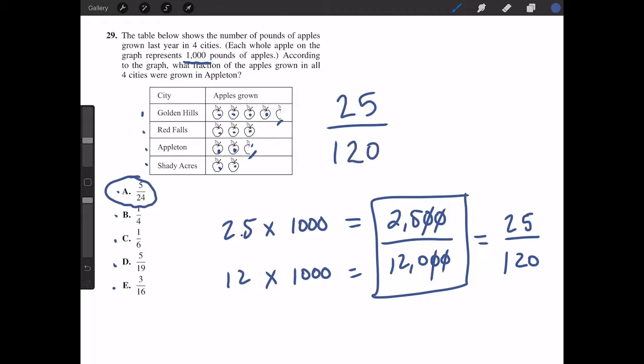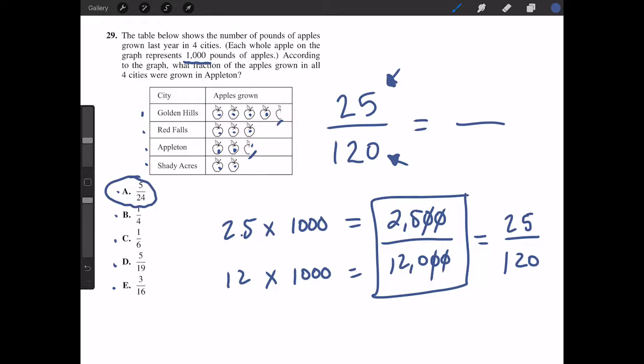Now we need to simplify this again, and you should be able to see that the number 5 divides evenly both the numerator and the denominator. And again, just like on the previous method, a way to find equivalent fractions is to multiply both the numerator and the denominator by the same number.